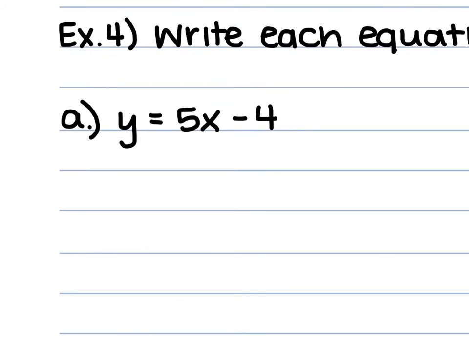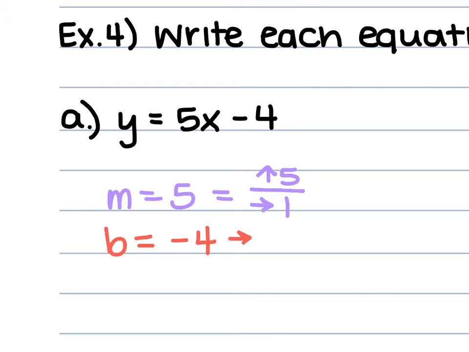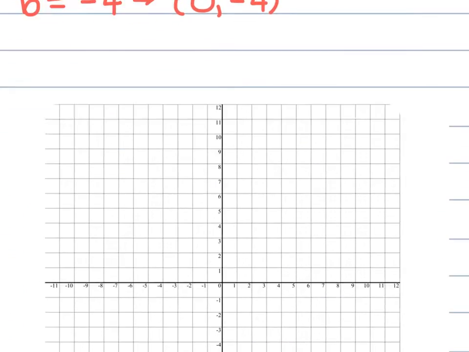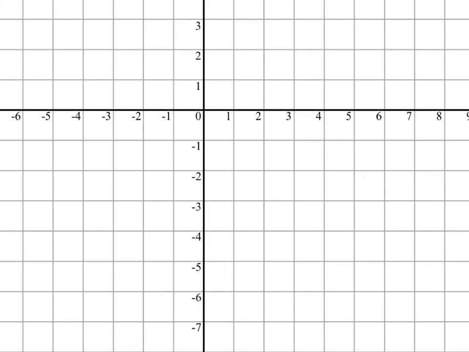So if we look at example A, we have y is equal to 5x minus 4. Our slope is 5, which means you're going to go up 5 and to the right 1. Your y-intercept, or b, is negative 4, which is the ordered pair (0, -4). So we're going to start by plotting the (0, -4). (0, -4) is here.